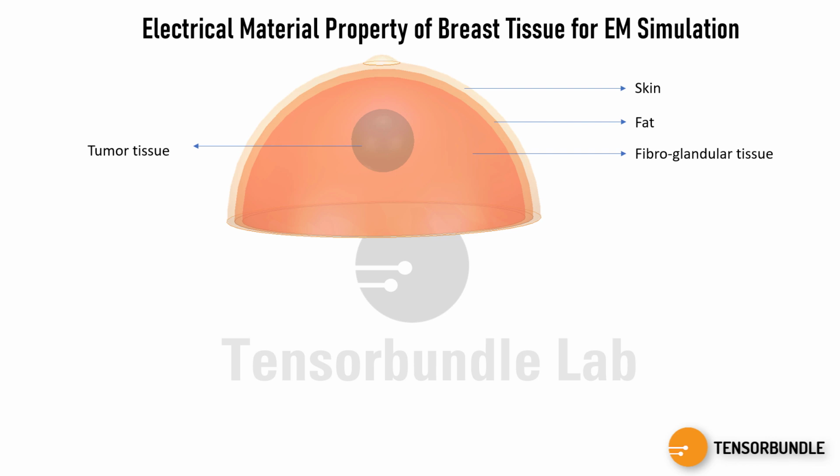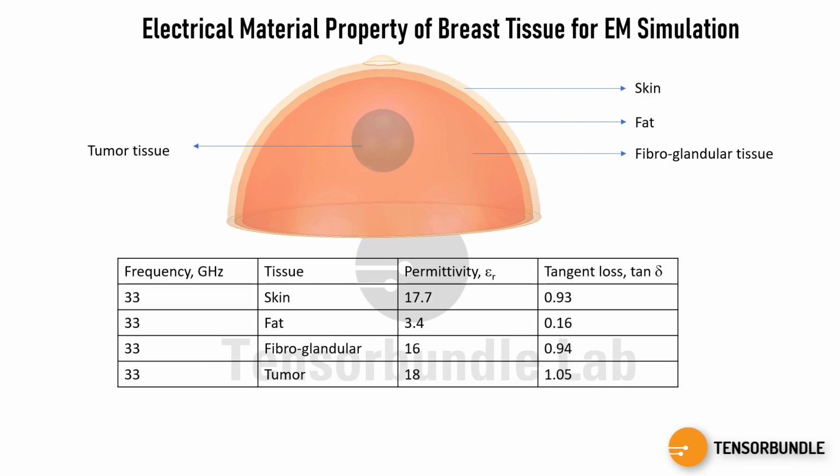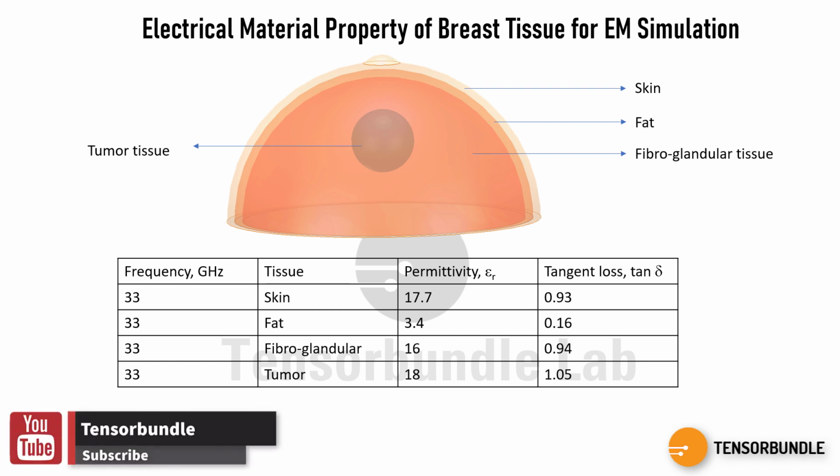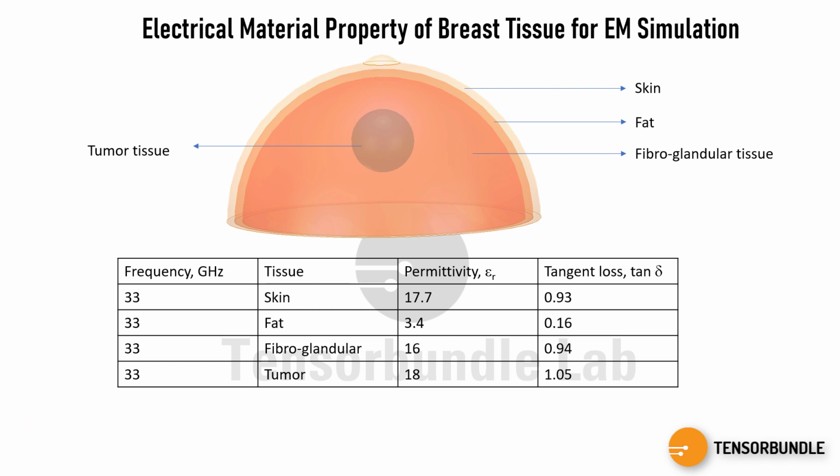And this is the table that I'm using to characterize this entire biological tissue in terms of its electromagnetic CAD model. Please remember that this is a single frequency data, so you cannot utilize this data for different frequency. And this is only valid for 33 GHz. And I took this data from a journal paper published in the IEEE MTT journal, or Microwave Theory and Technique journal.